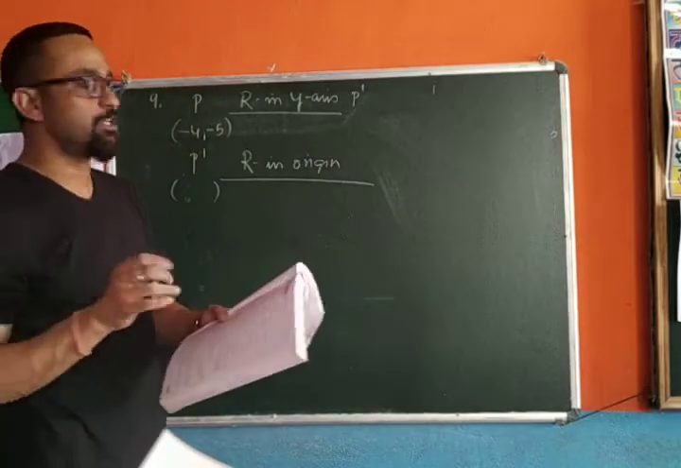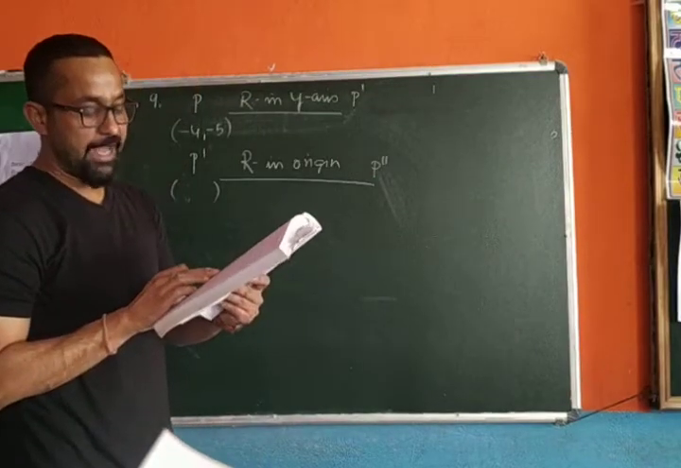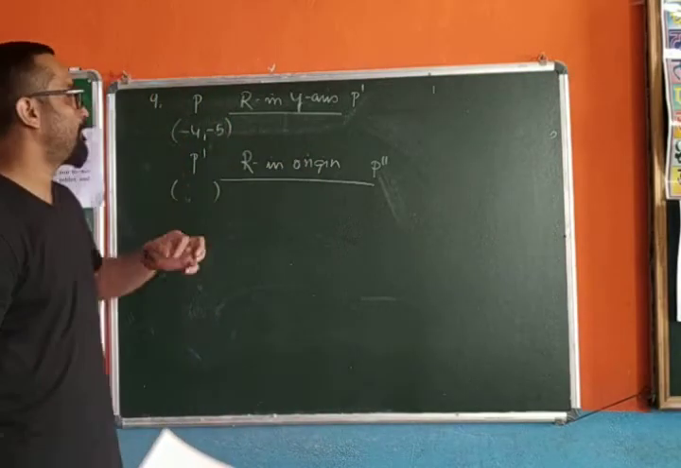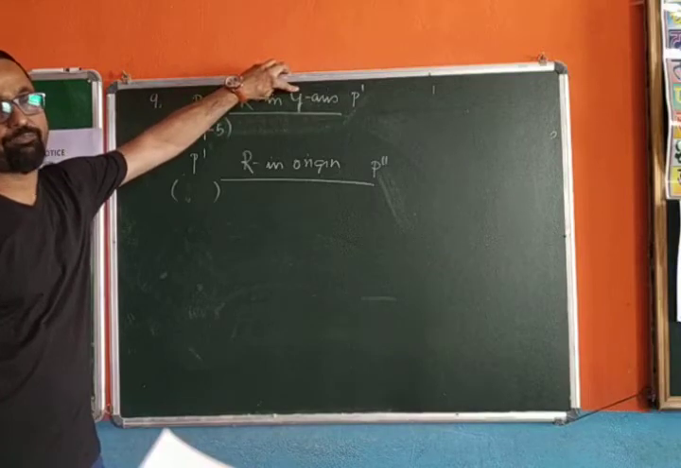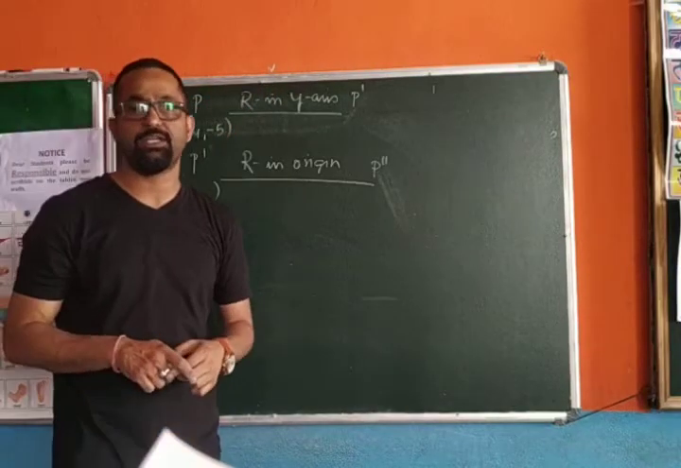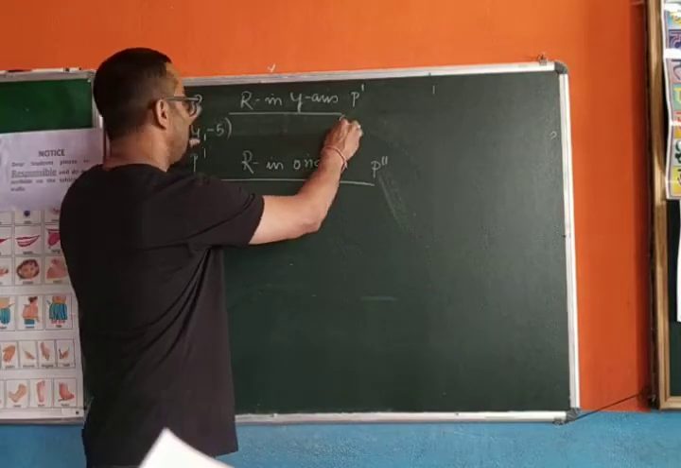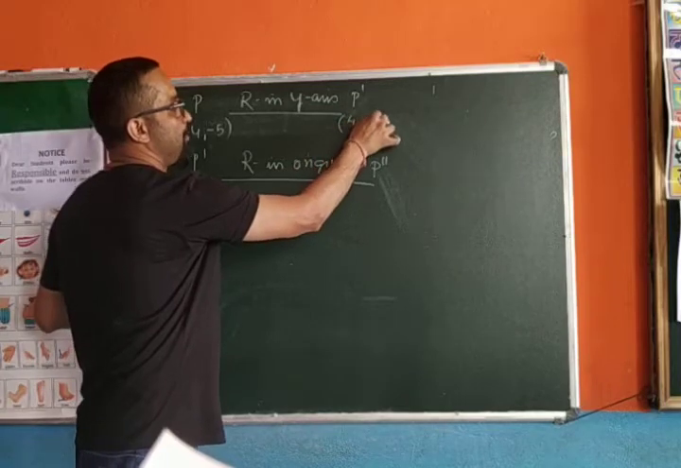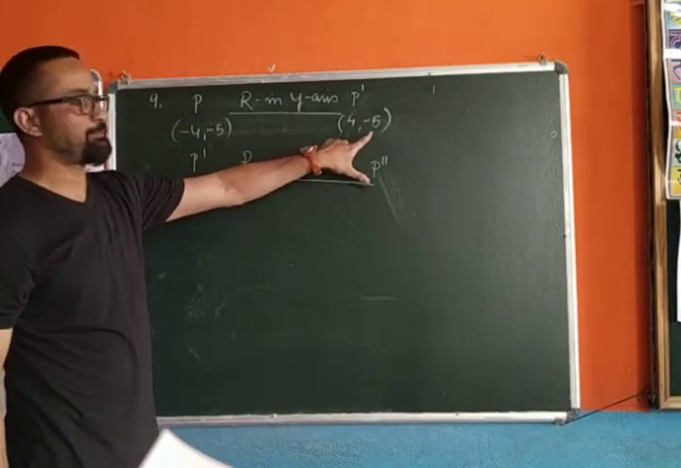Mapped means written as P double dash. Find the coordinates of P dash and P double dash. Look at this calculation first. Point P reflects in the y-axis, and when a point is getting reflected in the y-axis, change the abscissa. It is -4, so you change to +4, -5. The ordinate is written as it is.